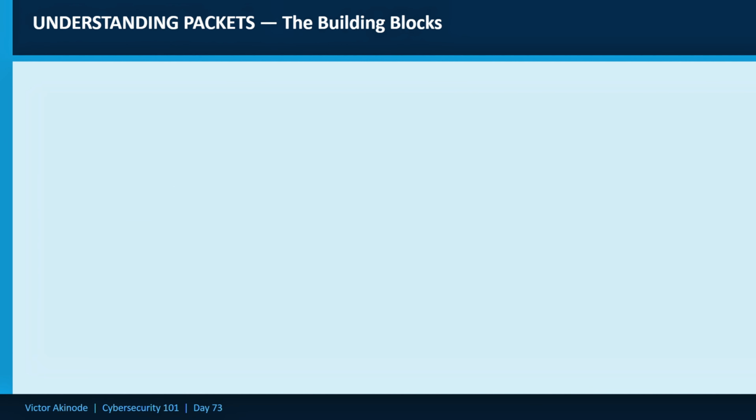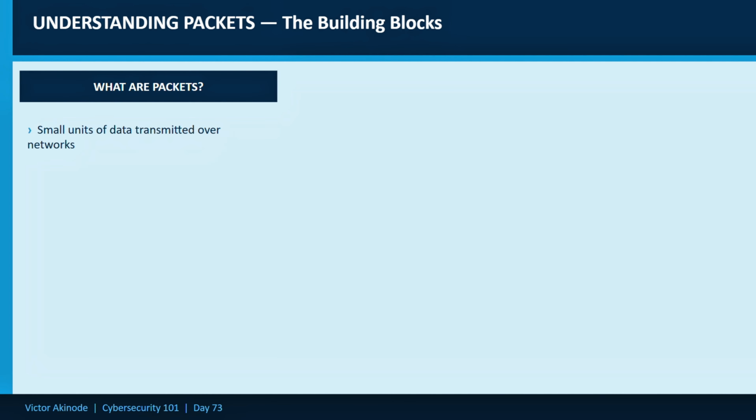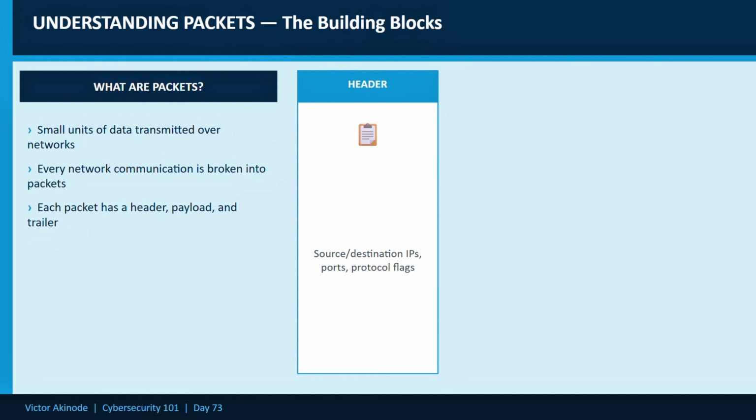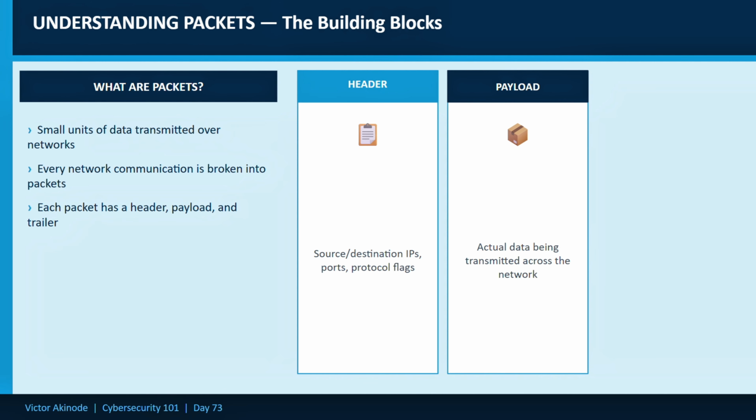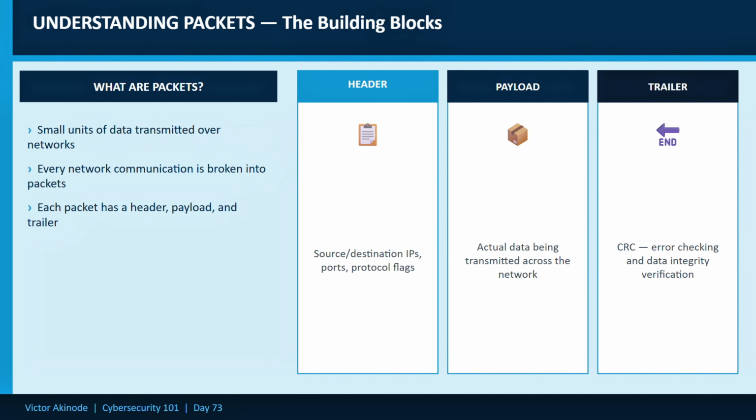Now, let's understand packets properly because they are the building blocks of network communication. What are packets? Packets are small units of data transmitted over networks. Every network communication is broken into packets, and each packet contains a header and payload. Now let's consider some of the packet components. The first one is the header, and the header contains source and destination IPs, ports, protocol information, and flags. The next one is the payload, and the payload is the actual data being transmitted. And lastly, we have the trailer, and the trailer contains error checking information, which is usually a CRC checksum.